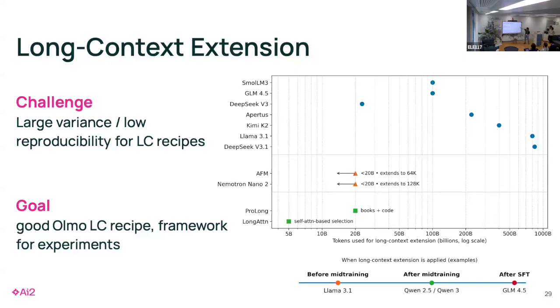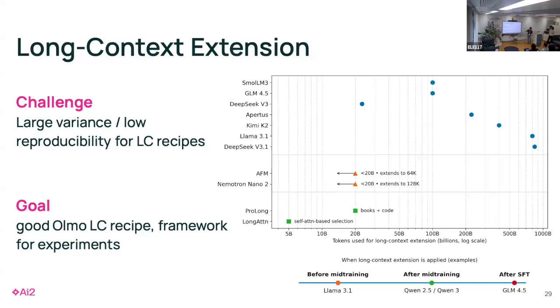The recipes vary in terms of the amount of tokens. Some architectures require very few tokens, others are really token hungry. When do you do long context? It's also different across different models. Some of them do it before mid-training, some after SFT.